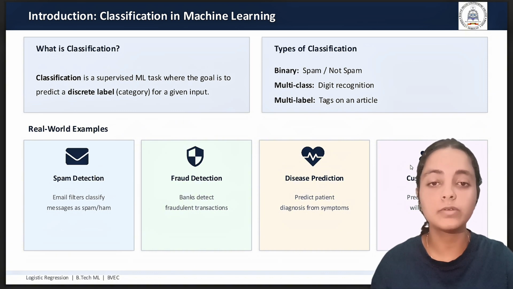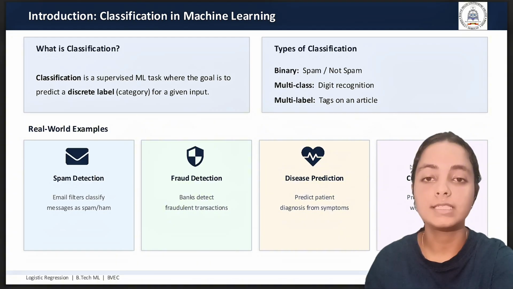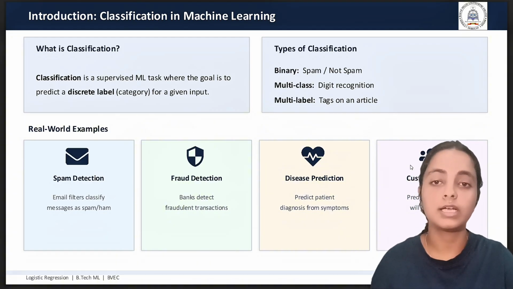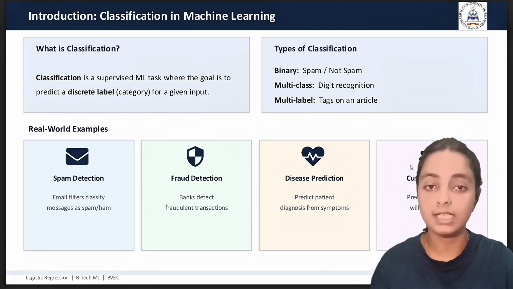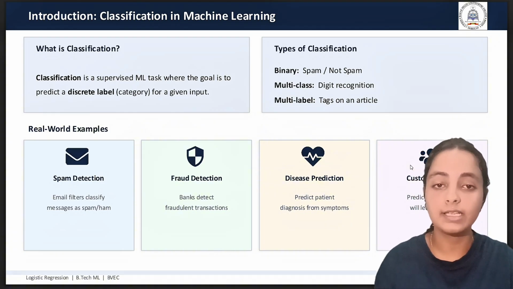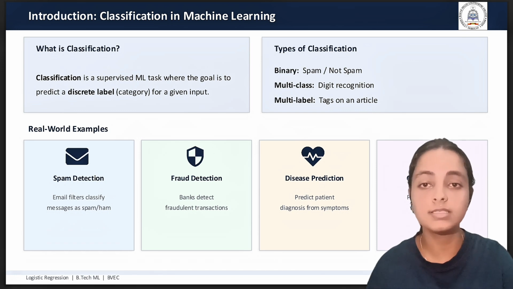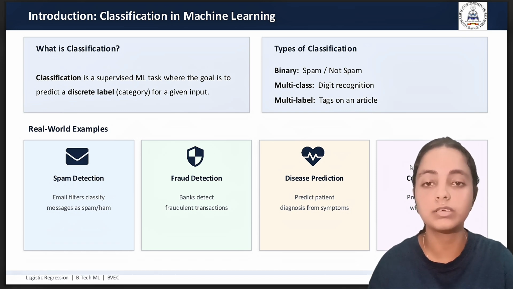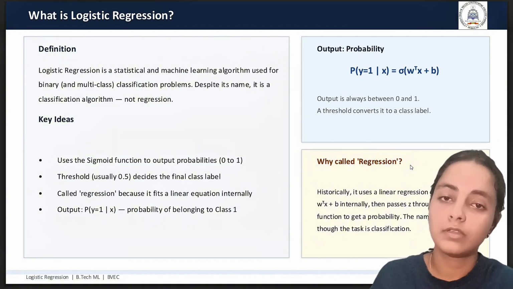There are mainly three types of classification. First is binary classification, where there are only two outputs such as yes or no. Second is multi-class classification, where data is divided into more than two classes. And third is multi-label classification, where one input can belong to multiple categories at the same time. These classification techniques are widely used in many real-world applications like spam detection, fraud detection, disease prediction, and customer churn prediction. Now let us move on to the next slide.